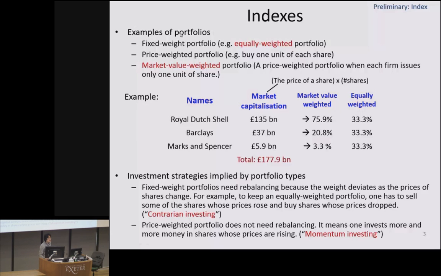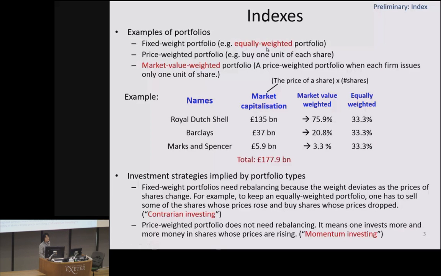There are a couple of different types of portfolios for today. Fixed rate portfolios, price weighted portfolios, and market value weighted portfolios. A fixed rate portfolio has portfolio weights that are fixed. So let's say there are 3 companies, shares available in the market, and you want to construct a portfolio of these 3 companies' shares, and you choose some portfolio weights like 3 to 2 to 1, and you stick to it. So that's a fixed rate portfolio.